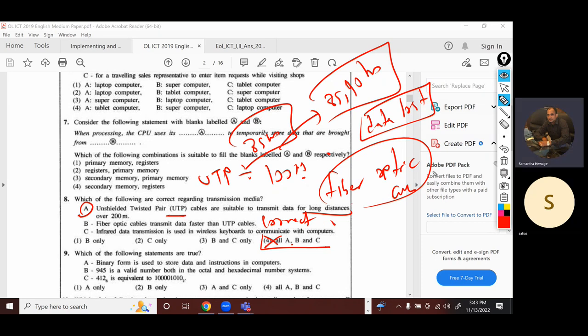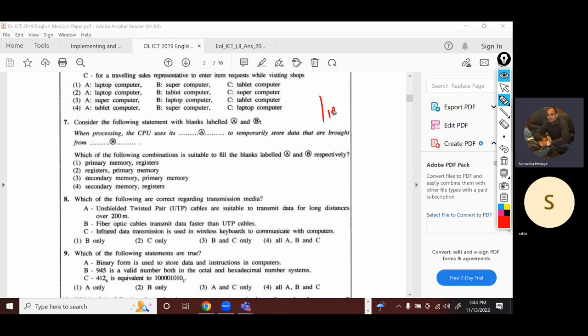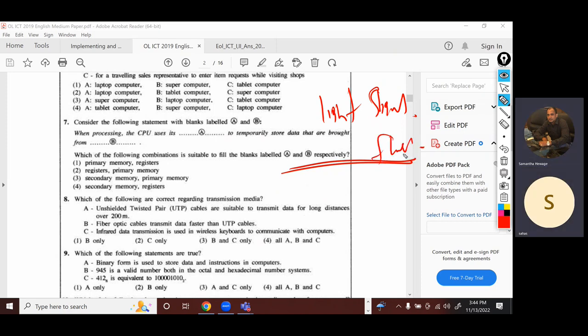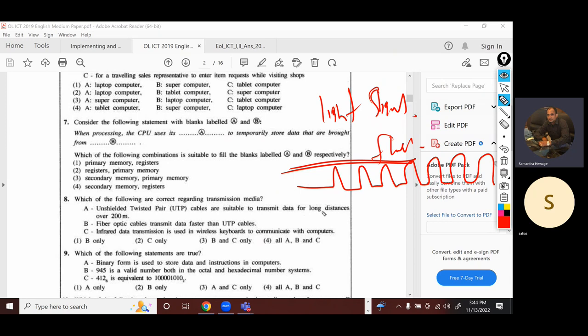Because fiber optic cable is faster, since it uses a light signal. Very, very fast, because it goes like a light flash. It's not digital data, no digital transmission, it's a light signal. So fiber optic cable transmits data faster than UTP cable. B should be correct. Then C should not come, because B is there.